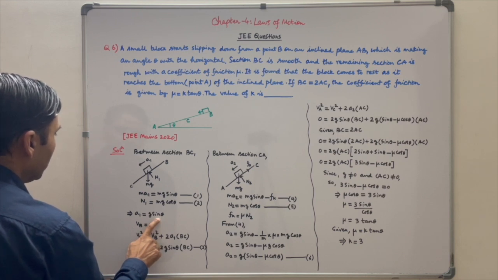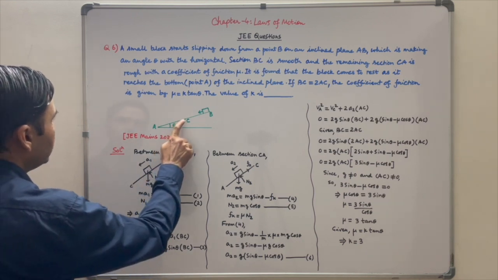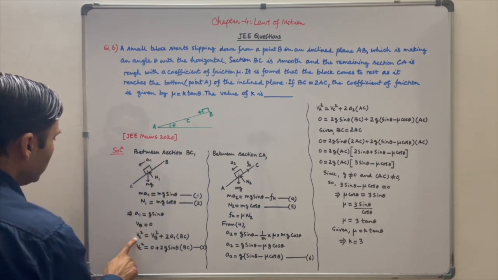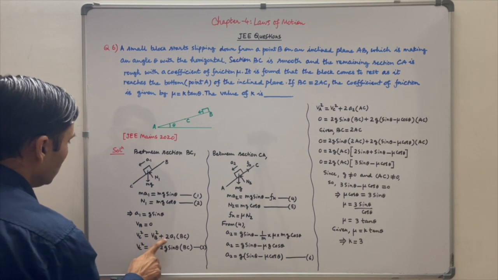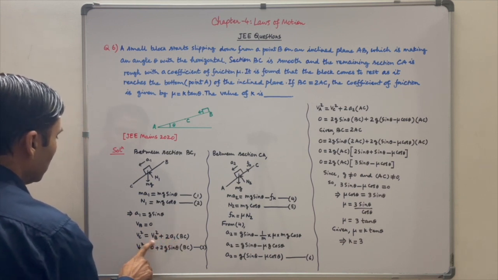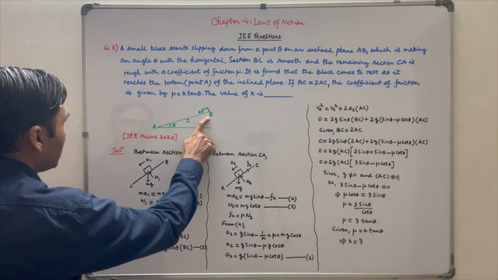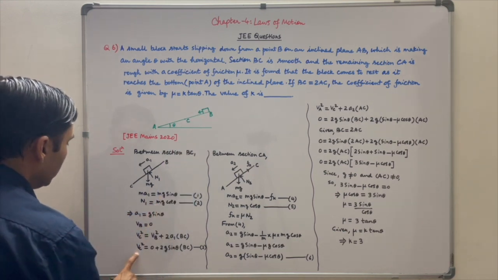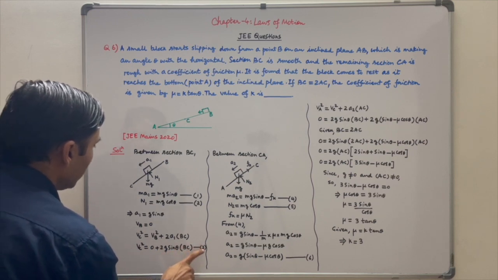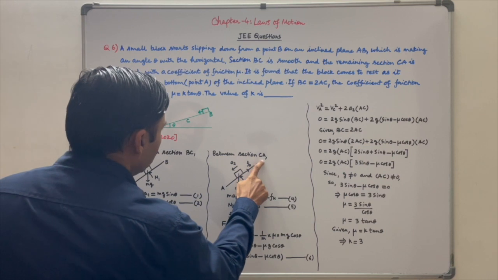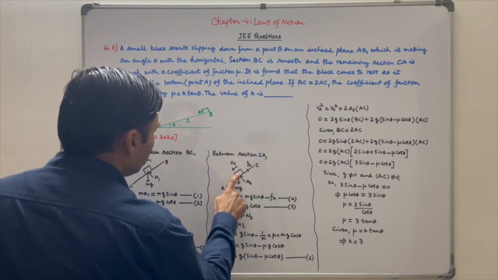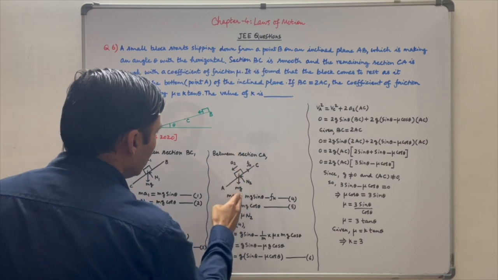Next, we will calculate the velocity of block at point C. Applying third equation of motion in a straight line, VC square is equal to VB square plus 2 into A1 into BC. VB is equal to 0 as the block was at rest at point B. So VC square is equal to 2g sin theta into BC. This is equation number 3. Between section CA, let's say acceleration of the block is A2. mg is weight of the block that works vertically downwards.